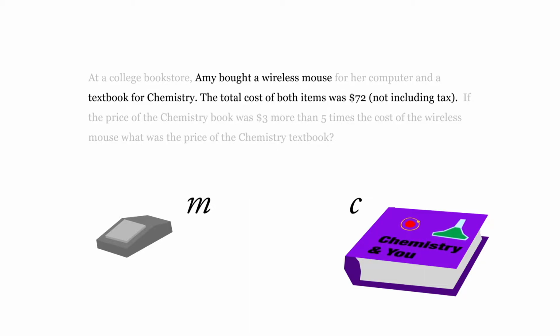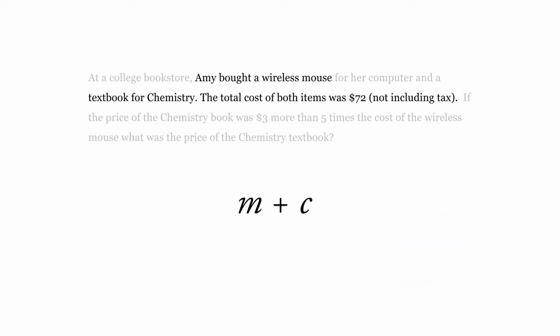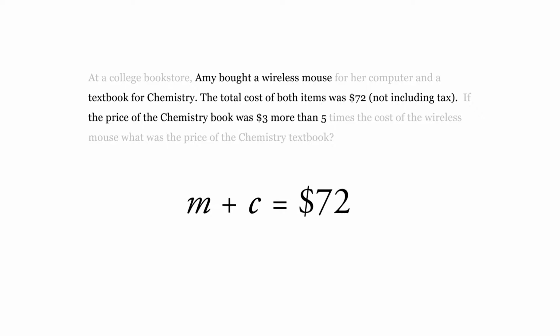So I'm going to go ahead and write this out as we go through it. Sometimes it's easier to do it a bit at a time, right? So we know that M plus C, the mouse plus the chemistry textbook, is equal to $72. We know that. And then we're also told that the price of the chemistry book was $3 more than 5 times the cost of the wireless mouse.